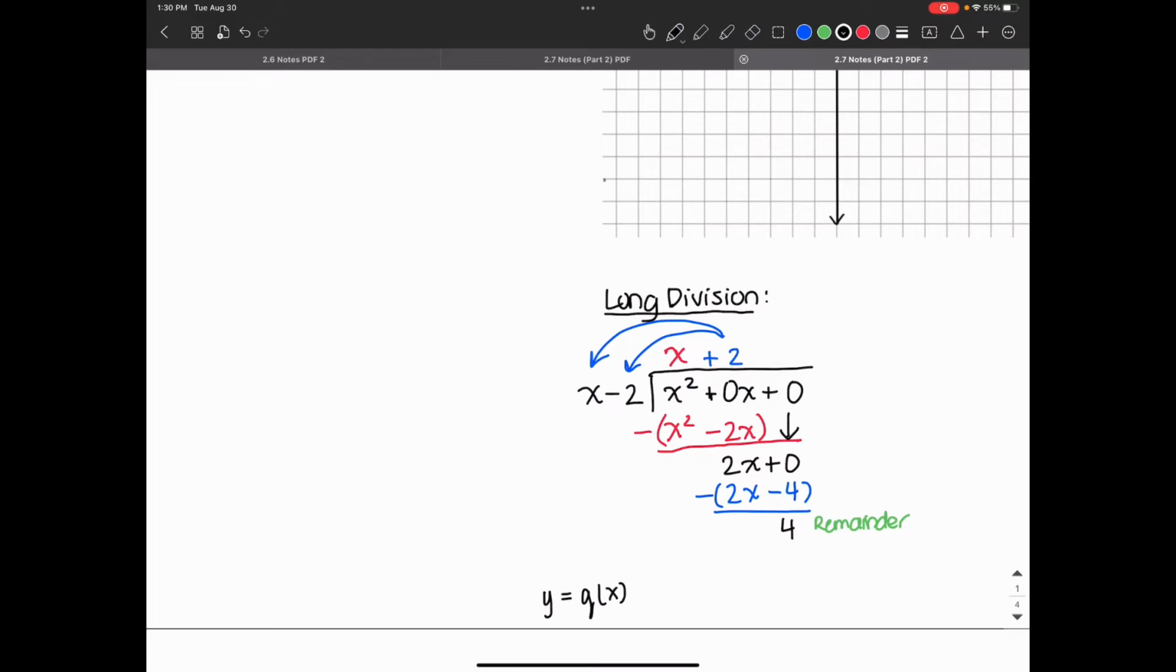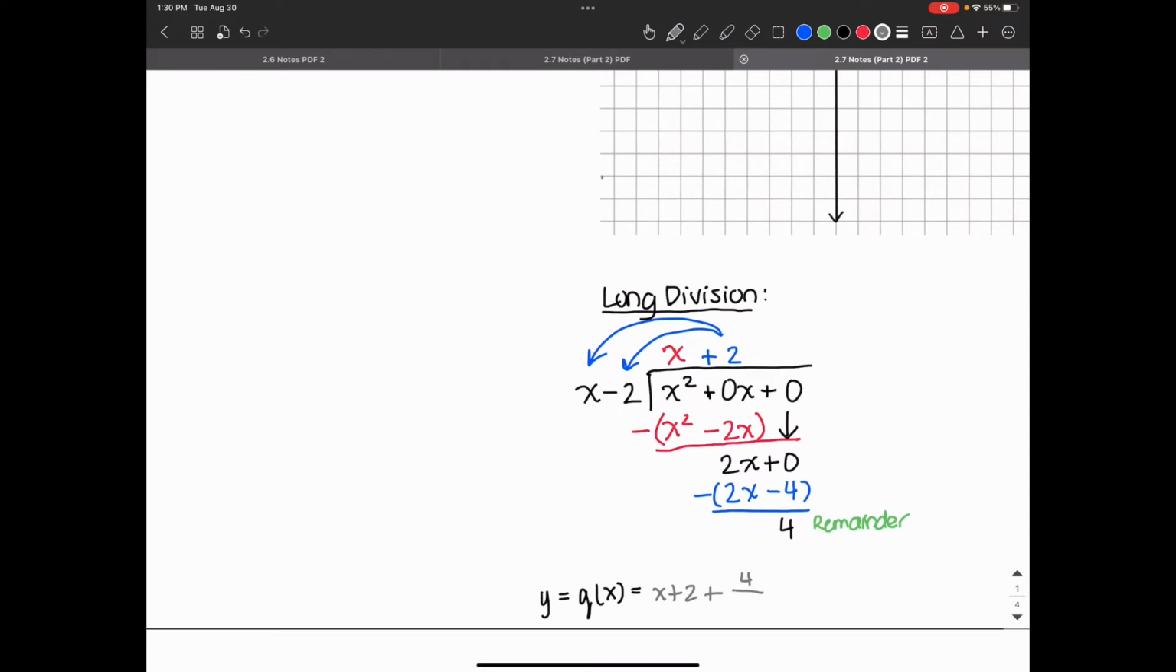And in this case, what I have on the top is x plus 2. So I have x plus 2 plus the remainder, which is 4, all over, I still need to divide that 4 by x minus 2. So I write 4 over x minus 2.